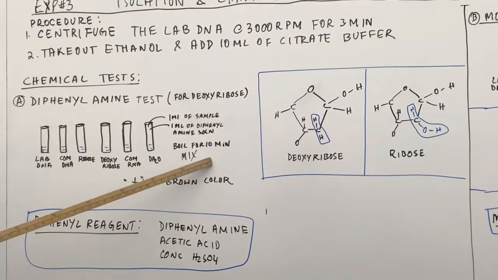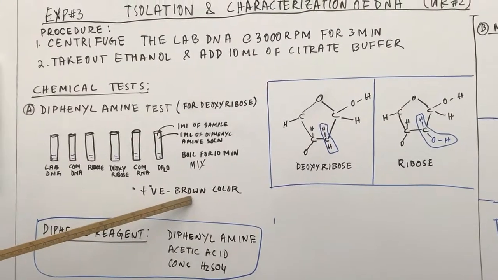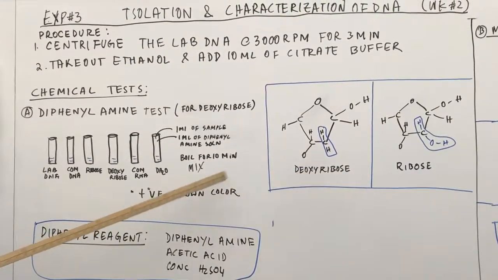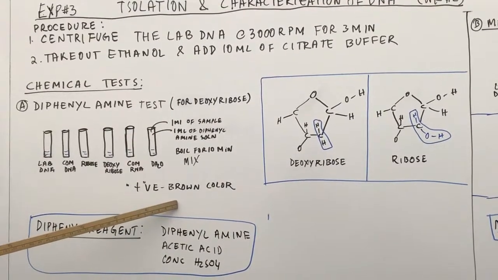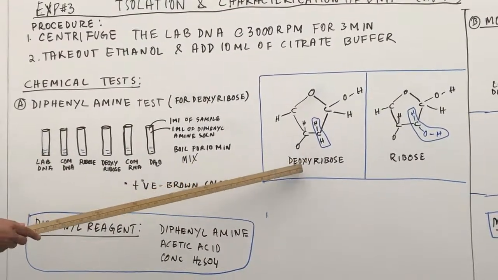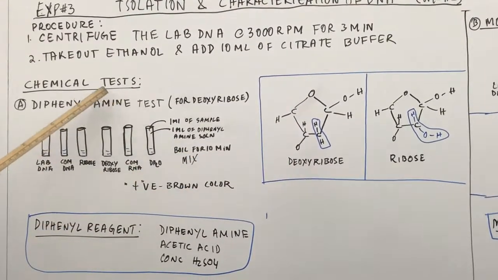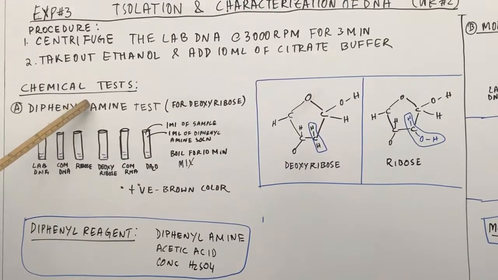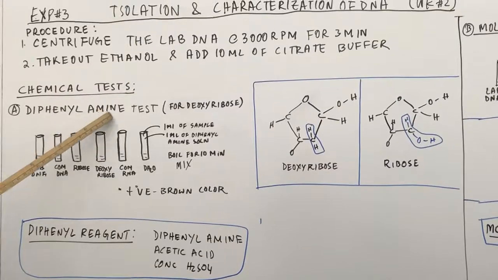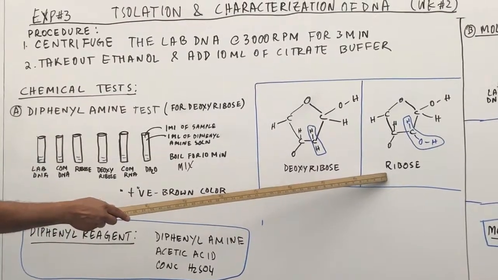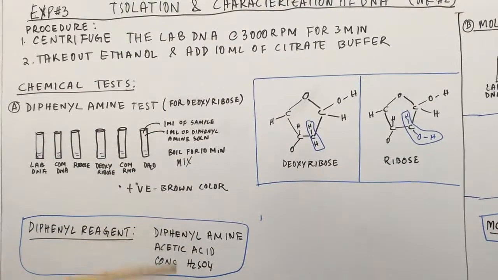After 10 minutes, we will mix the solution and observe the color changes. The presence of deoxyribose will give you the brown color. Here, the reaction depends on the conversion of the deoxyribose to aldehyde, which then reacts with the diphenylamine to give a brown color complex. Diphenylamine does not react with the ribose sugar in RNA and does not form a brown color complex.